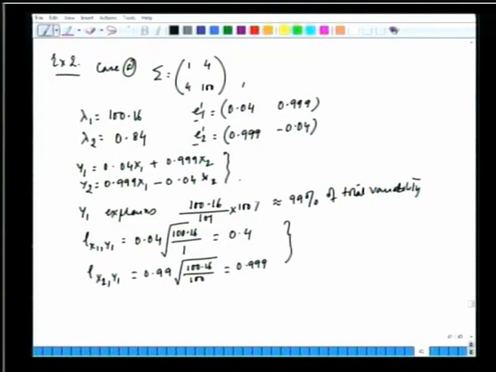So, this tells me that x2 is much more important. The degree of association of y1, the only principal component that we are considering, is much higher with the second variable than with the first variable. Perfectly okay, there is no problem with that. So, x2 is much more important to y1 than x1.